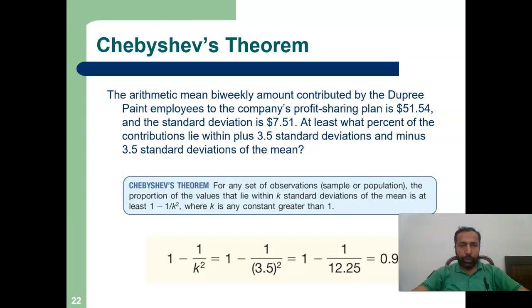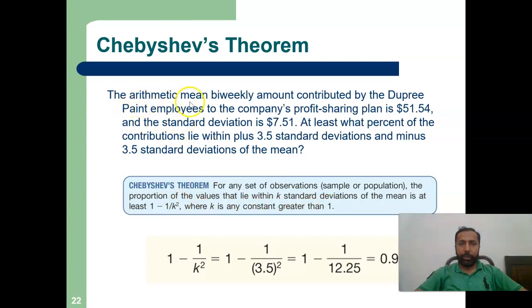Now that we have calculated the standard deviation, let us look at Chebyshev's theorem. Chebyshev was a Russian statistician who said that, for any set of observations, whether sample or population, the proportion of values that lie within k standard deviations of the mean is at least 1 minus 1 over k square, where k is any constant greater than 1.